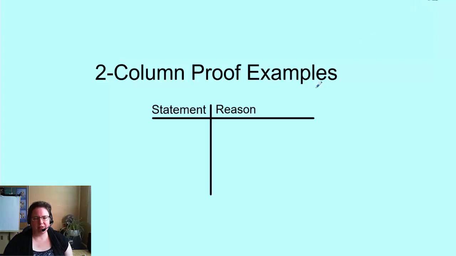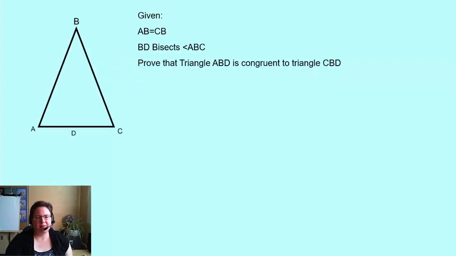Hi everyone, today we're going to talk about some two-column proof examples to try to help you out with some of these topics, because I know that two-column proof can be a difficult one to understand because it's the first time you've ever seen anything like this. So let's go through a couple examples together that show different aspects of the two-column proof.